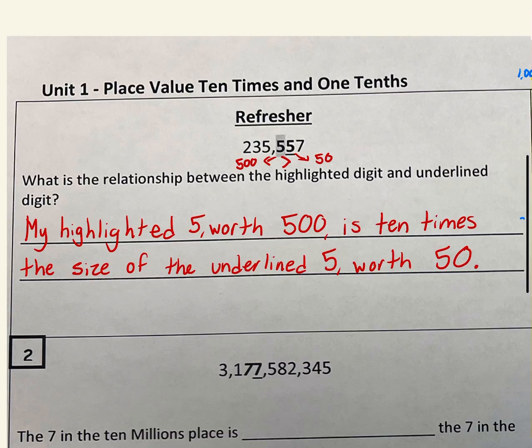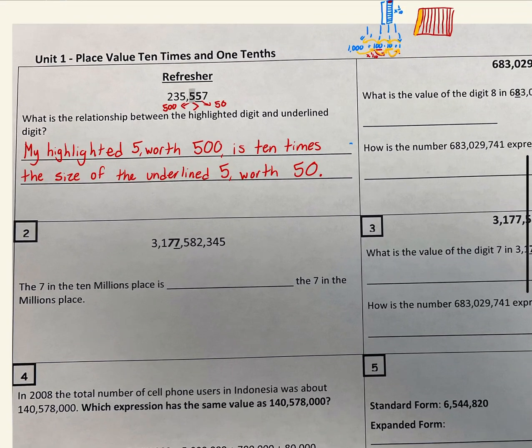Okay, because that 500 means that it is greater than that 50. It also means that with my 50, I would need 10 of my 50s to reach that 500. Meaning that my highlighted 5, which was worth 500, is 10 times the size of the underlined 5, which was worth 50.